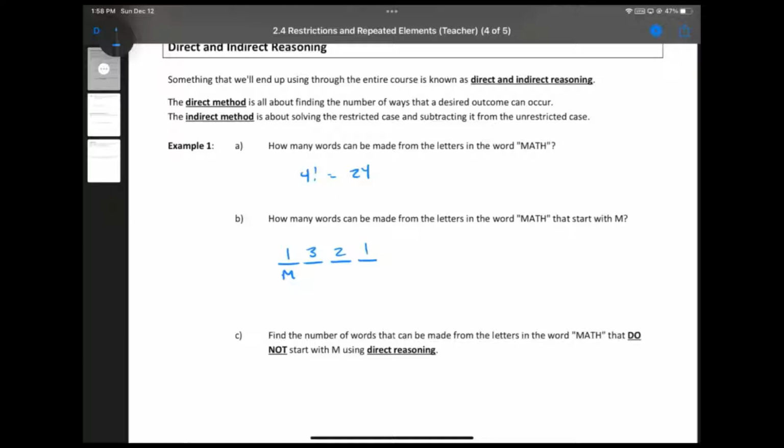And then we just multiply those numbers together, 1 times 3 times 2 times 1, and that should equal 6. So there'll be 6 different words we could make. And again, I probably should have put "word" in quotation marks. These don't have to be real words, but there's 6 different orders of letters we could get from this.